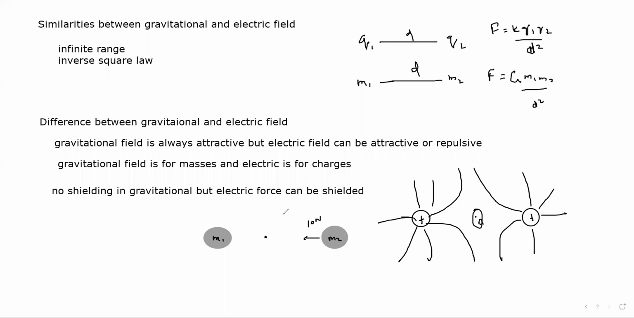So electric field can be shielded, like the charges can be shielded within the electric field. So objects can be shielded from electric field but not from gravitational field. And the force between unit charges separated by a distance is much stronger than the force between unit masses.